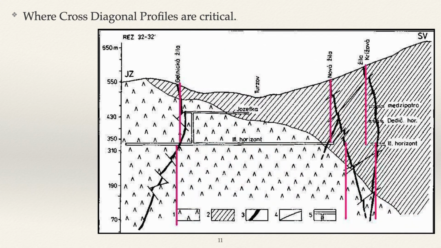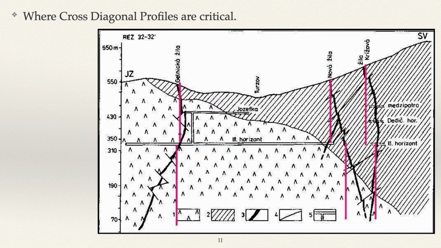Where cross-diagonal profiles are critical. Cross-diagonal profiles are critical in steep or uneven regions. They help adjust tower placements and conductor sag to meet safety and design standards. These profiles also ensure adequate clearance and help identify whether diagonal loads affect crossings. Additionally, they assist in planning tower placements to minimize environmental impacts.